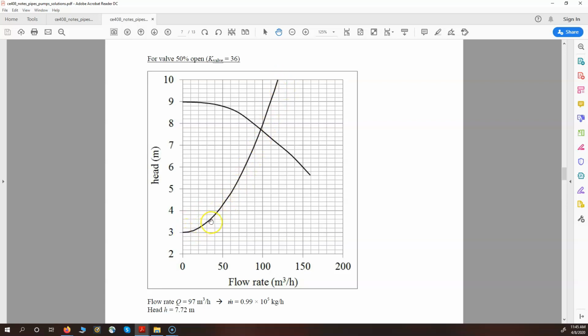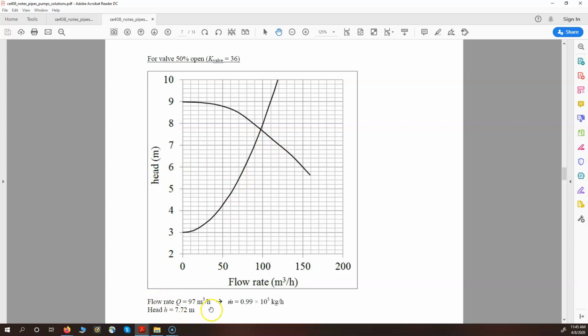Again, it's higher than the previous one because you need more head to pump the fluid through a more choked off valve. And the pump characteristic has not changed. Same pump, same characteristic, but the system curve has changed, so the intersection happens at a different place. In this case, reading from the graph, it looks like about 97 cubic meters per hour.